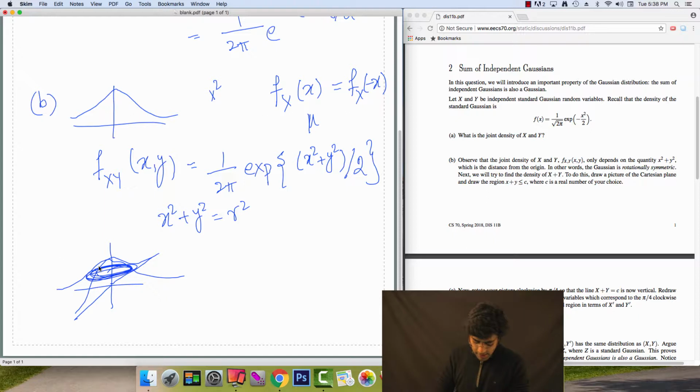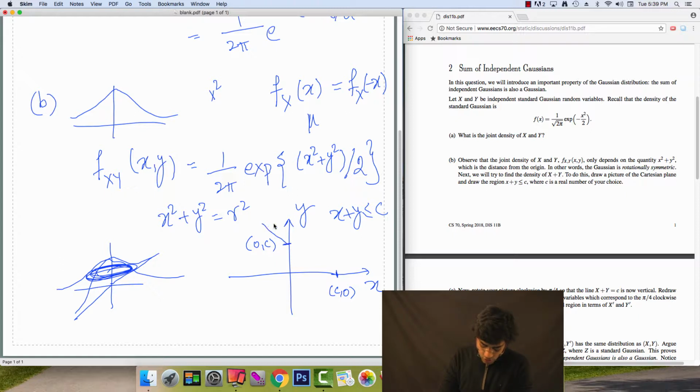All right, part B is sort of taking us on a sidestep, which talks about just a Cartesian plane and says, what does the region x plus y less than or equal to some constant c look like? Okay, so let's just plot that. This is not specific to random variables, just for some line in our space. Notice the point c comma 0 satisfies this line on the equality. The point 0 comma c satisfies this, and this is linear, so 2 points uniquely determine this line.